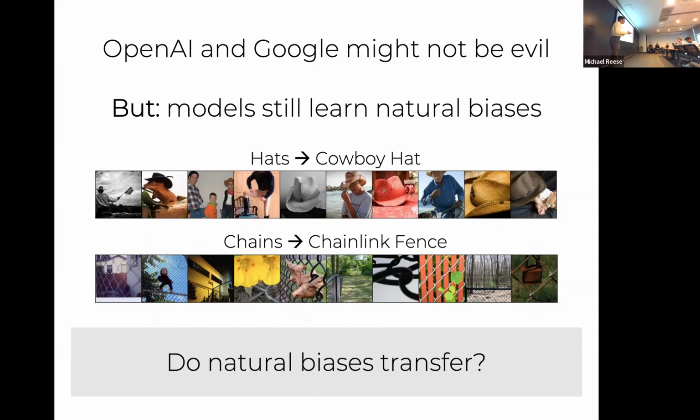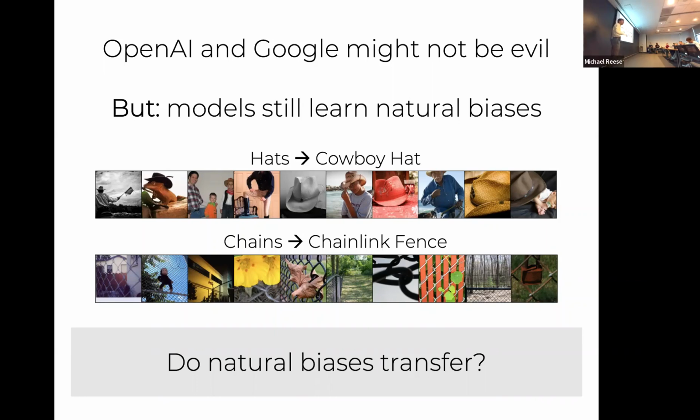They may or may not have anything to do with your downstream target task that you care about, but they are a bias that's in the pre-trained data. So the natural analog to ask now, instead of asking if the backdoor, the synthetic bias, transfers, is: let's now ask, do these natural kinds of biases actually transfer?